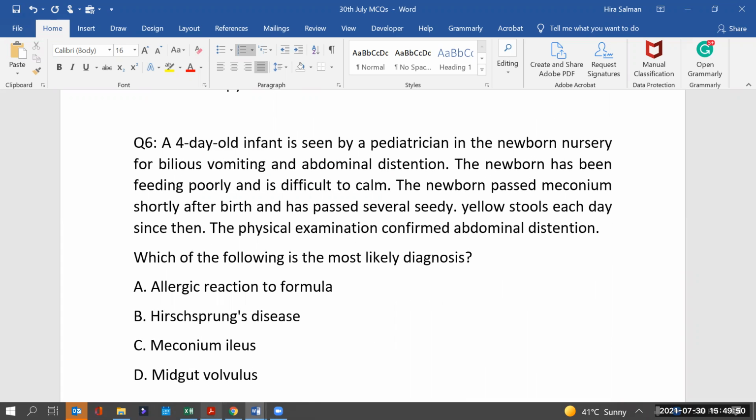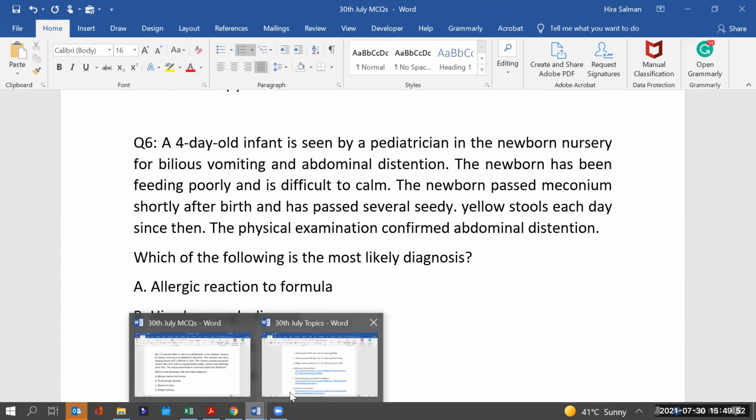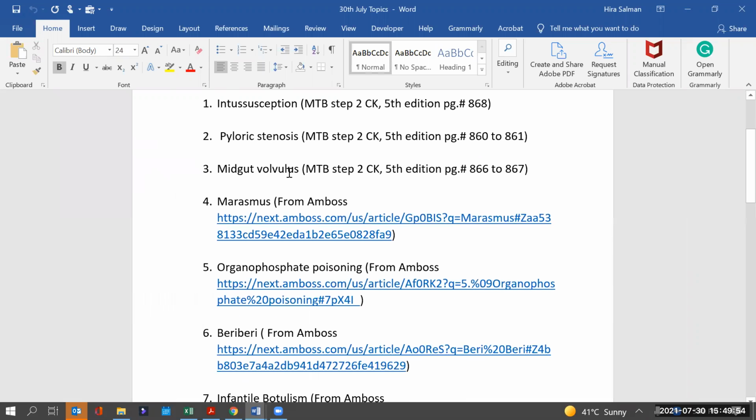Okay, now for this one, we have to go for the theory first. And the theory is Midgut Volvulus. Okay, 66.